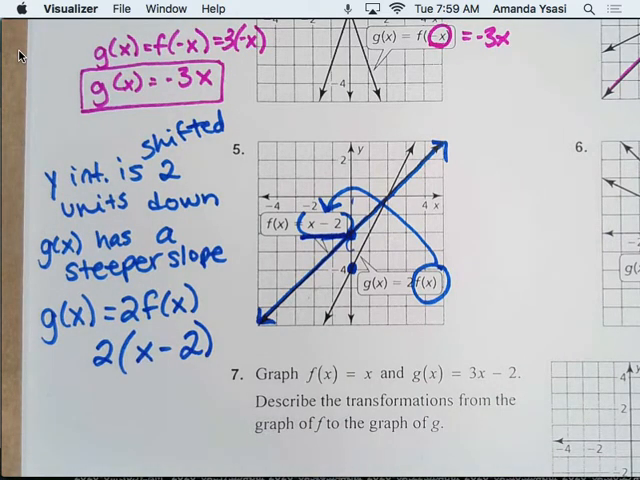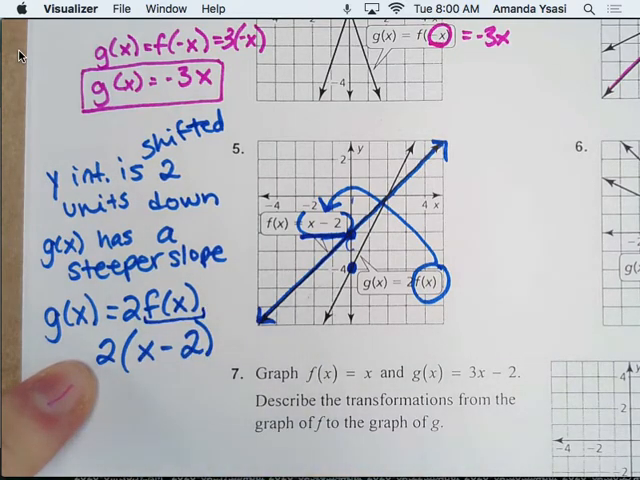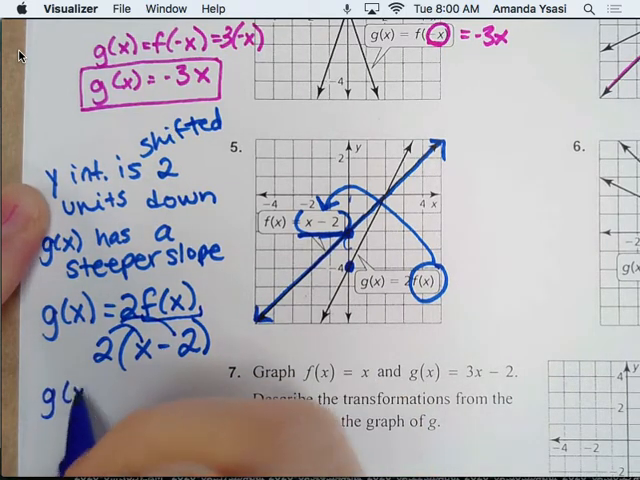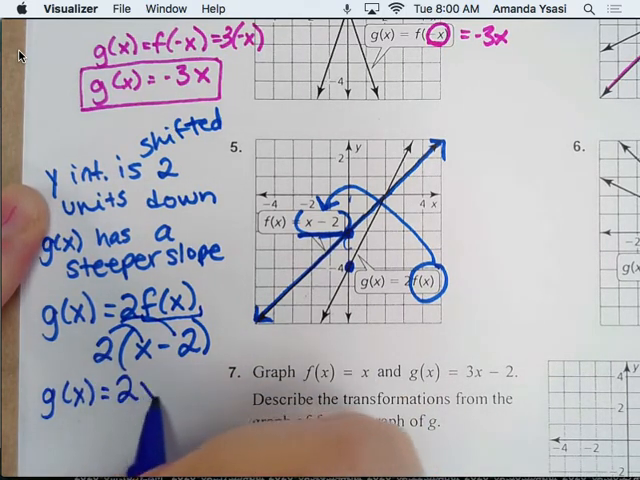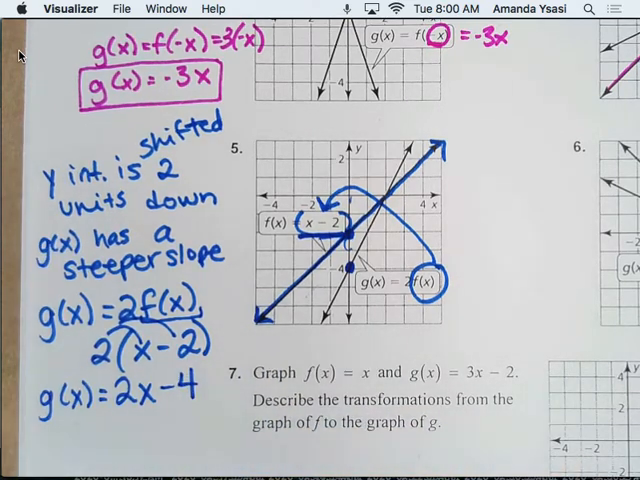So what is it doubling? Is it just the slope? Because we're doubling both the m and the b. So we're actually doubling our y-intercept and we're doubling our slope, because 2 is being multiplied by the whole function. So when you distribute, g of x equals 2 times x, and then 2 times the negative 2, which would be negative 4.